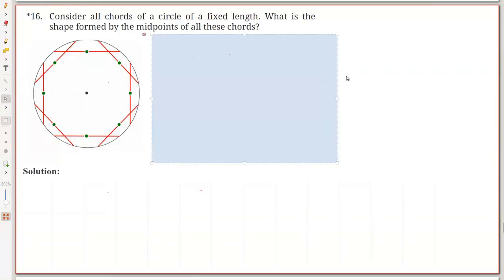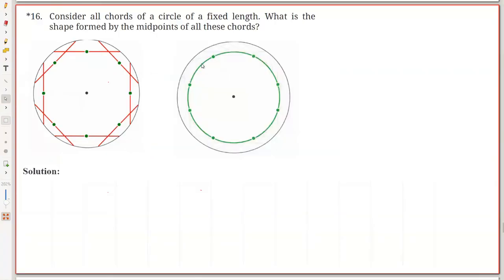If you are drawing many chords, you can just see small lines. I can draw an infinite number of chords. While joining all the midpoints of the chords, I'll be getting a circle inside. So this is nothing but a concentric circle, which means circles with the same center and different radius.